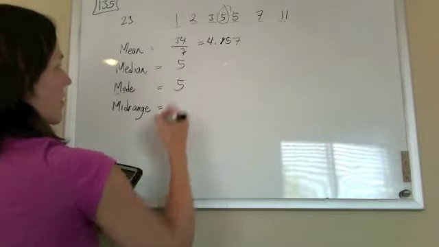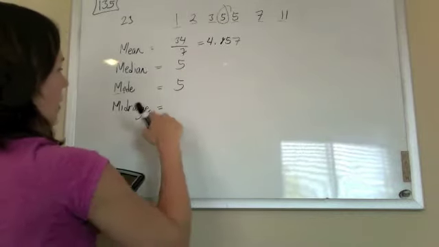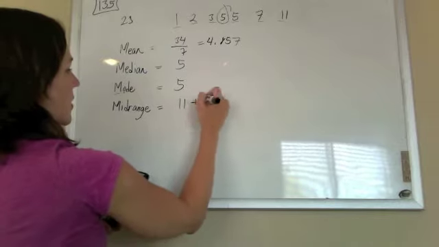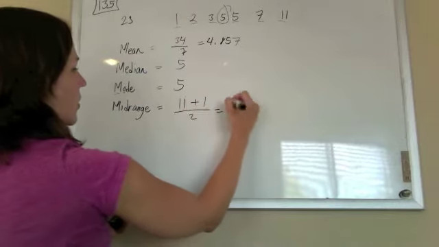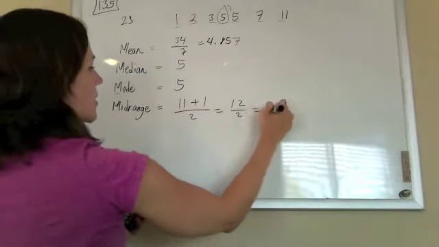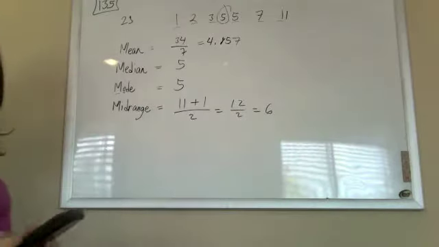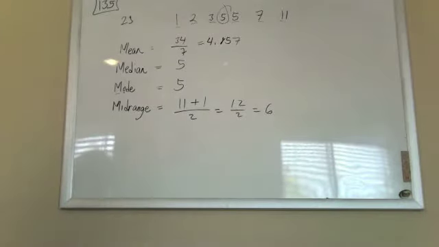It looks like that's the 5. It occurs twice. Mid-range is the highest plus the lowest divided by 2. So 12 divided by 2 is 6. So that's all for part A. And then for part B, they say to change the 7 to a 10.